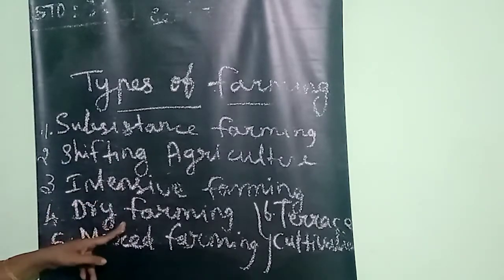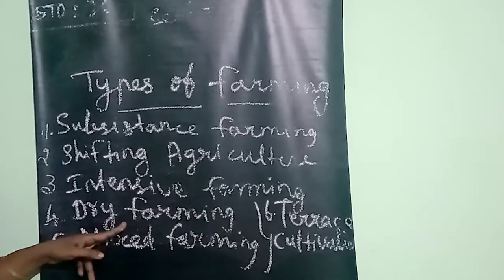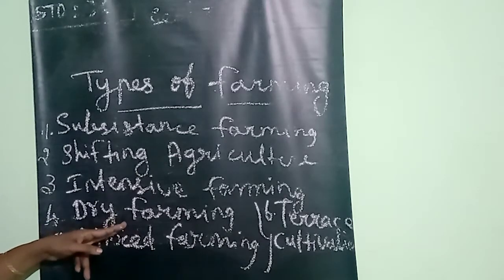Then the next one is dry farming. This type of farming is mostly practiced in arid regions, some of the drier parts, for example western Rajasthan, the Thar desert, some drier parts of Gujarat and some drier parts of Punjab. Per year, they cultivate only one crop.